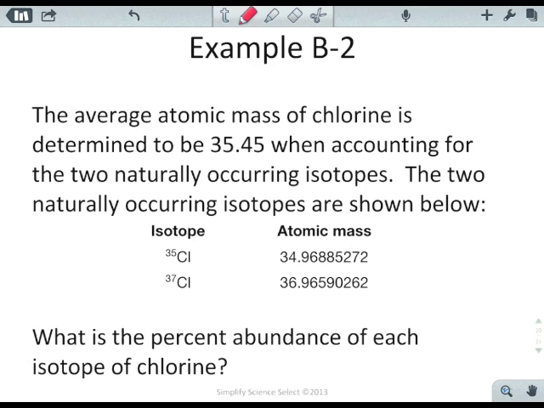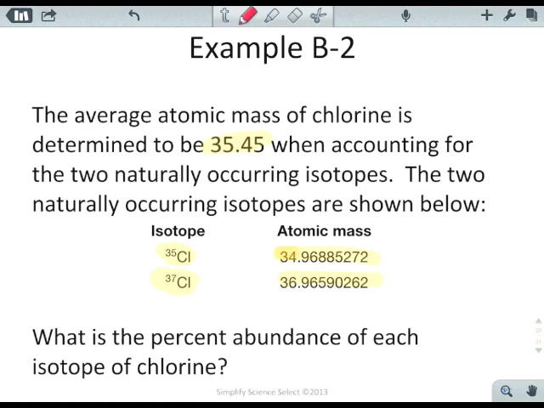All right, example B2, another one. It says the average atomic mass of chlorine is determined to be 35.45. When accounting for the 2 naturally occurring isotopes, the isotopes are shown below. We see we have our chlorine 35 and our chlorine 37, and we see our atomic masses right there. What is the percent abundance of each isotope of chlorine? So basically we're working backwards. We have our average atomic mass and we want to work backwards to our percent abundance.